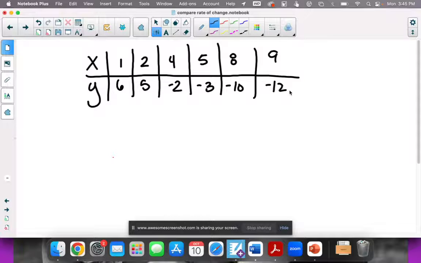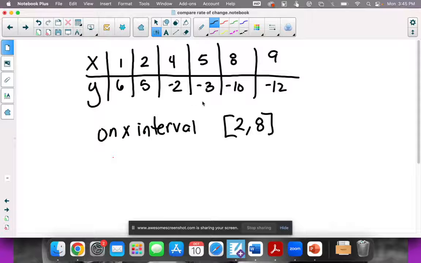But if you're given a table of values and you're going to find the average rate of change, again, I have to give you some kind of interval to use. Okay, so in this case, I'm going to say on the x interval specifically, from 2 to 8. And if you have the table, this is actually a little bit easier than the functions because I'm telling you which x values I want. So I want this ordered pair, the 2, and this ordered pair, the 8. This becomes my x1, y1. This becomes my x2, y2, and it goes straight in the formula.